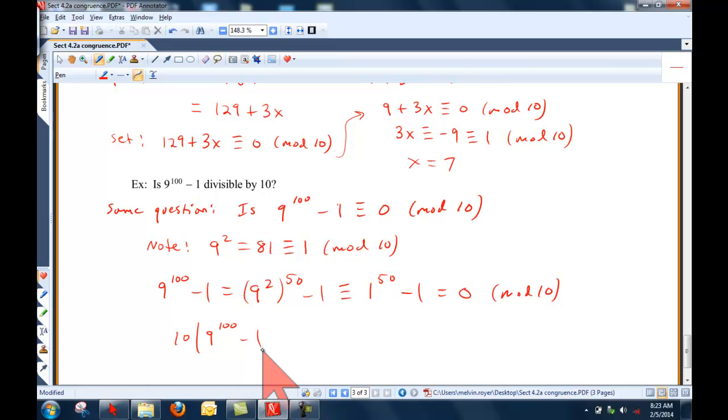And we are done. Properties of congruence can greatly simplify some types of arithmetic divisibility questions that we want to answer. And we'll stop here.